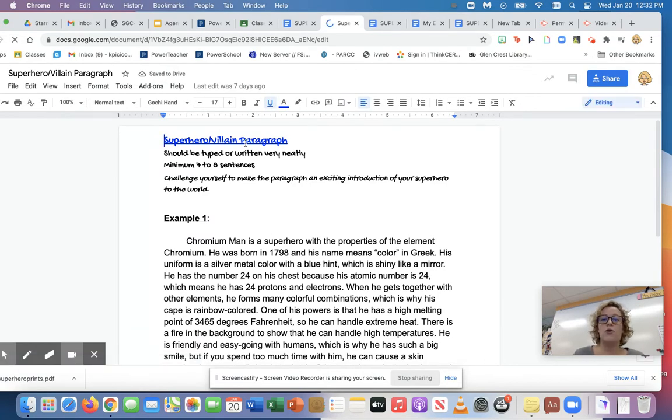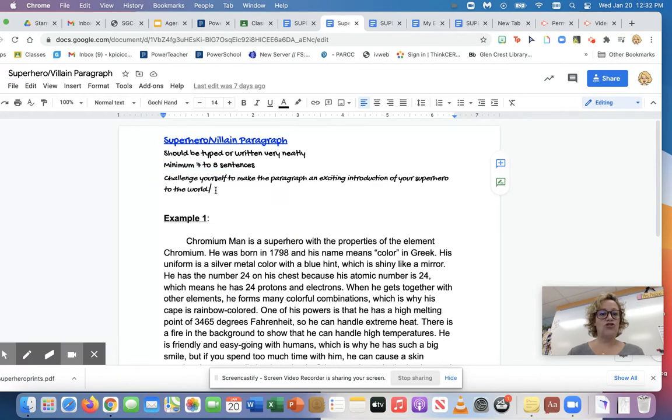So it says superhero or villain paragraph. It says should be typed or written very neatly. Obviously, if you're going to write it, you're going to have to make it super neat and then take really good pictures of it so I can read it. I would recommend typing it, but if writing is easier, that's okay. All right, look at what it says. It says a minimum of 7 to 8 sentences. So at least 7 to 8 sentences, okay?